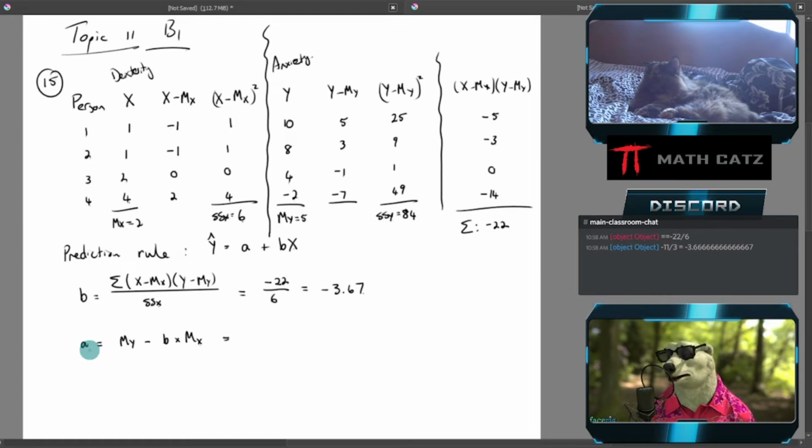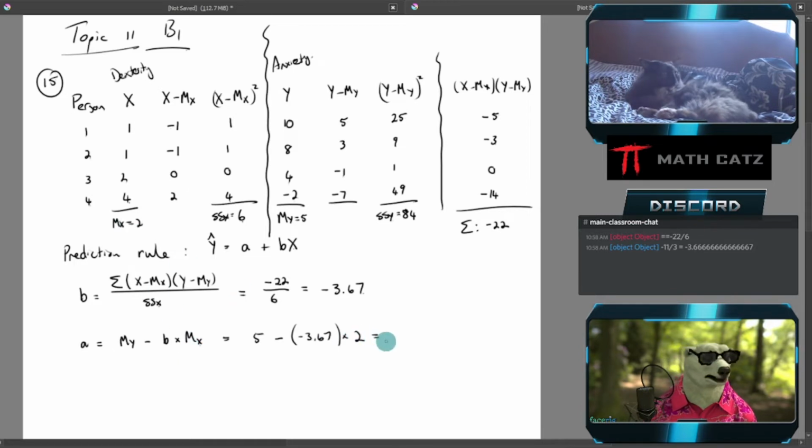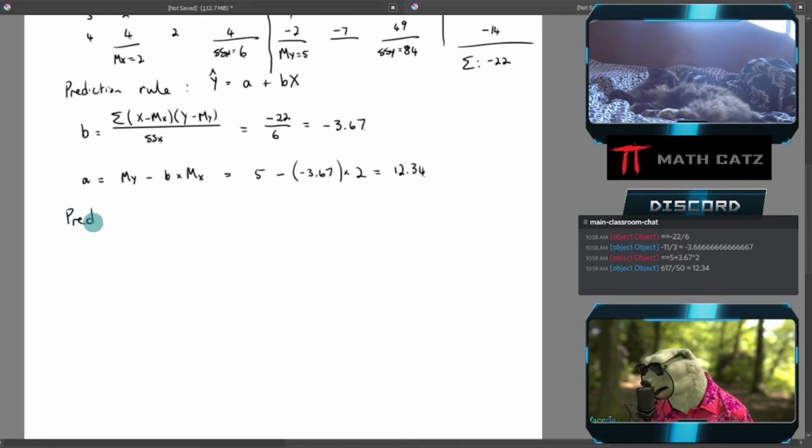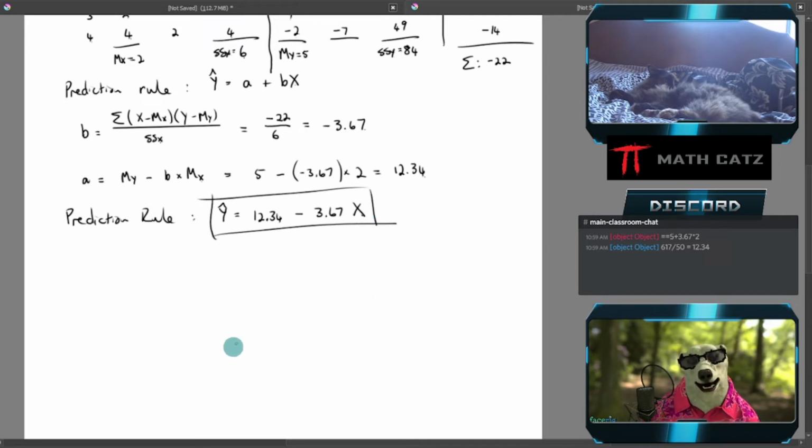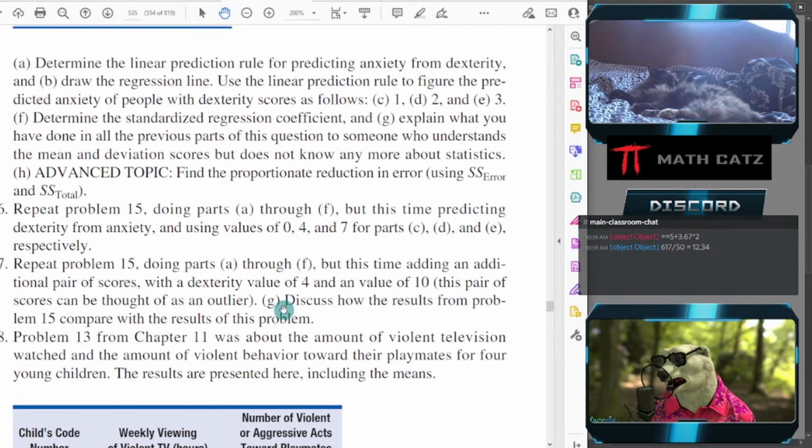We then use that to calculate the A constant. Mean of y is 5 minus this negative 3.67 times the mean of x, which is 2. Let's do that, and give the calculator something to do. I'll just say 5 plus 3.67 times 2, and we get 12.34. So perhaps I'll rewrite the prediction rule. Prediction rule: we now know y hat equals 12.34 minus 3.67 times x. Okay, there it is.